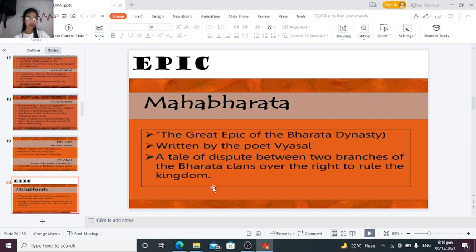So, additional from the Mahabharata, it is also the longest poem in the world, about 200,000 lines, nearly 8 times as long as the Iliad and Odyssey combined. Kahit pagsamahin natin ang Iliad and Odyssey, mas mahaba pa rin ang Mahabharata.